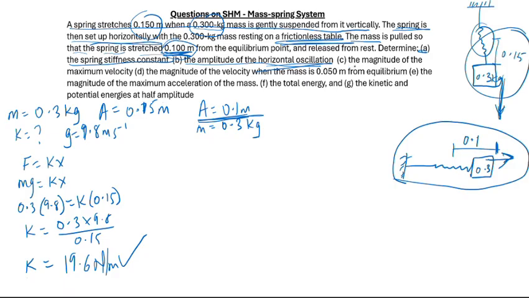Now the next one is the magnitude of the maximum velocity. We know that the maximum velocity is equal to omega a, and omega is the square root of k over m, times a. Now we can plug in our values. We have 19.6 over our m, which is 0.3, multiplying by our amplitude 0.1.